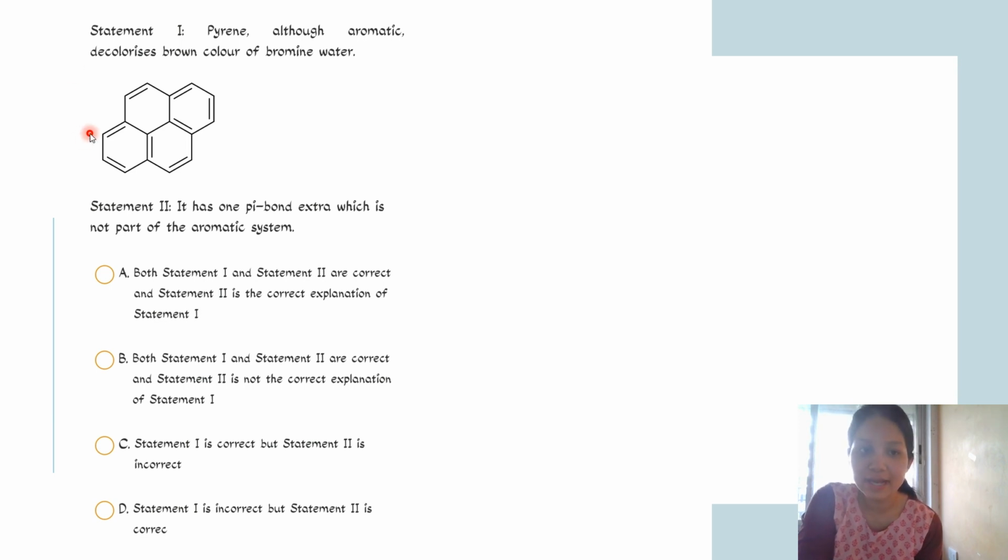These two statements are given: this pyrene molecule is aromatic, but it decolorizes the brown color of bromine water, which indicates the presence of an extra unsaturation bond. And the second statement is it has one pi bond extra, which is not part of the aromatic system. Now let us read the options. Both statement 1 and statement 2 are correct, and statement 2 is the correct explanation of 1. Both statements are correct, and 2 is not the correct explanation of 1. Statement 1 is correct, but statement 2 is incorrect. Statement 1 is incorrect, but statement 2 is correct.